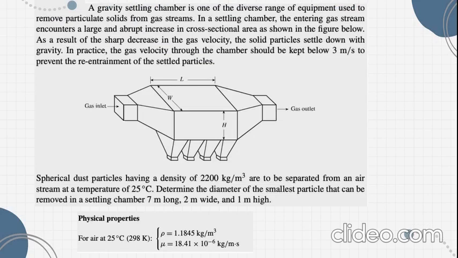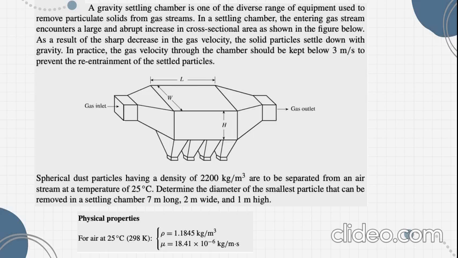A gravity settling chamber is one of the diverse range of equipment used to remove particulate solids from gas streams. In a settling chamber, the entering gas stream encounters a large and abrupt increase in cross-sectional area as shown in the figure below. As a result of the sharp decrease in gas velocity, the solid particles settle down with gravity. In practice, the gas velocity through the chamber should be kept below 3 meters per second to prevent the re-entrainment of the settled particles.